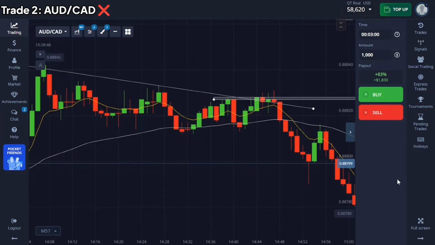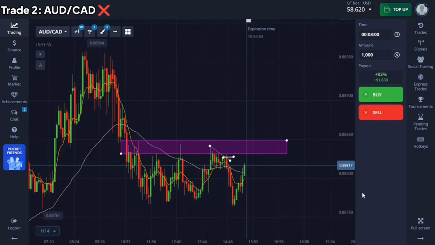It was a little more amateur than you think. If we jump back over to the 5-minute time frame, you'll notice I've marked out this pink rectangle. This right here is a resistance zone.